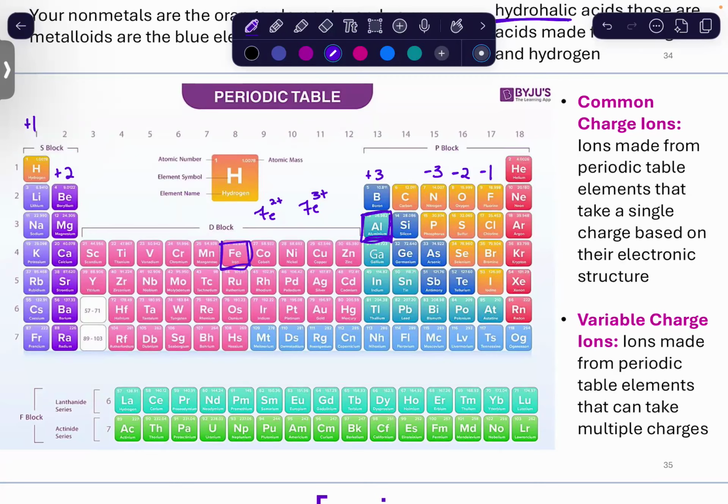Okay, before we move on, there are some exceptions to this rule, and I want you to mark these exceptions. This will be important when you're naming. Silver is an exception. Zinc is an exception. Cadmium is an exception. And then I told you about aluminum. You're going to be tempted to think of aluminum as a variable charge because it's a metal. It is not a variable charge. So your exceptions, silver will always be a +1.